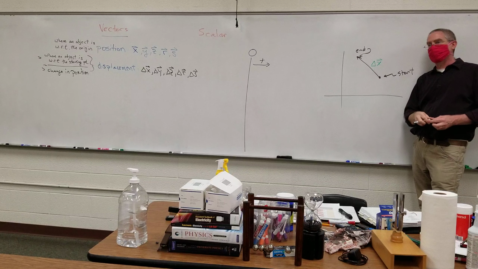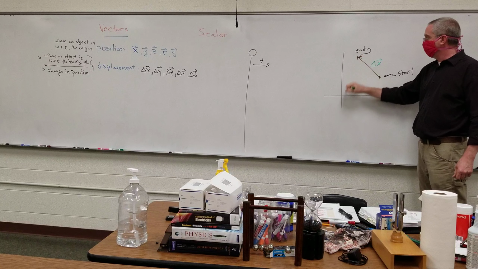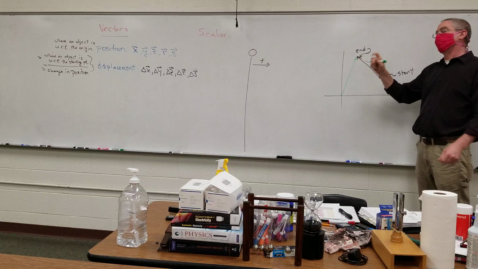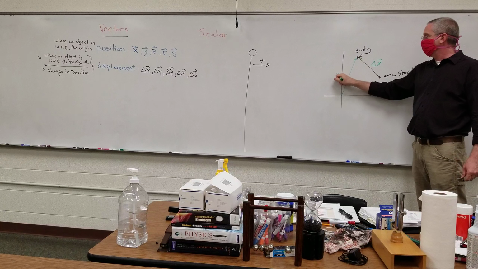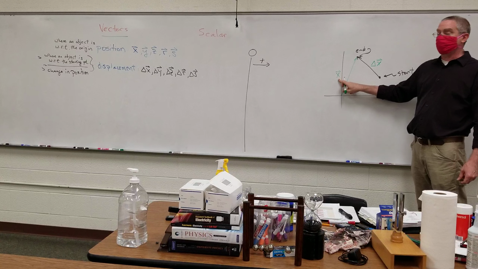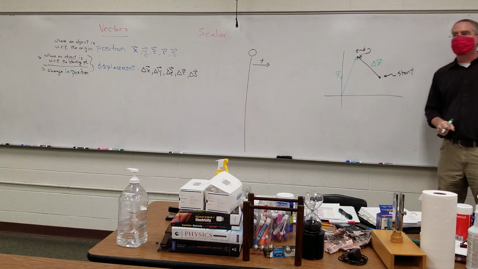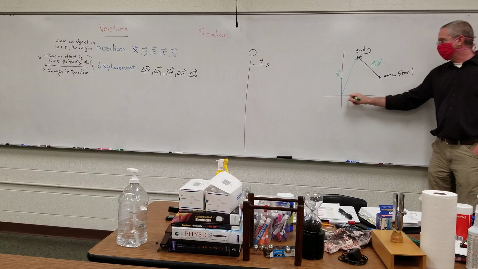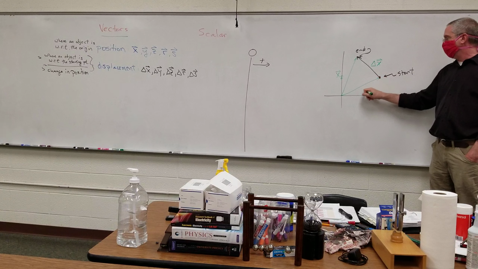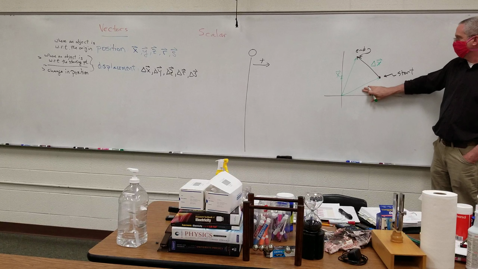Yes? So would a line from the origin to the ending point be your position? From here to here? Yeah. That is my final position, which I would represent by the symbol for position, so just a little subscript F for final. And then to the start, this would be my initial position. There's not a delta there.